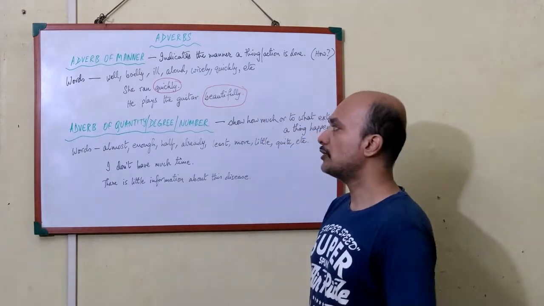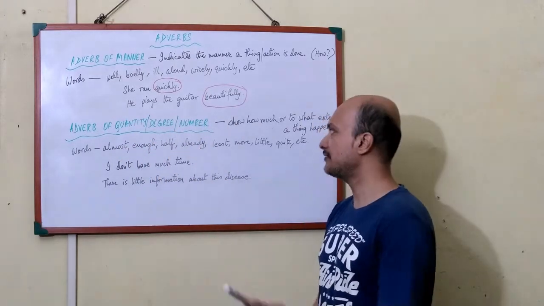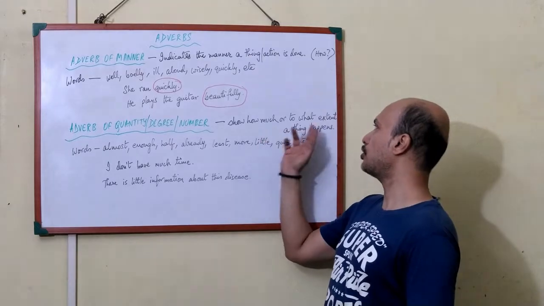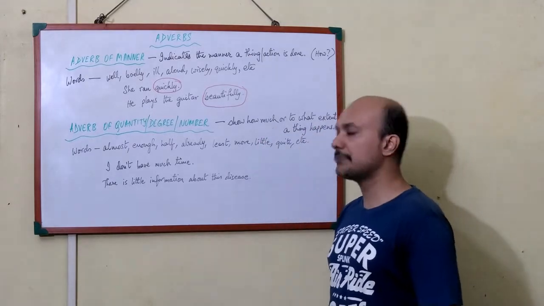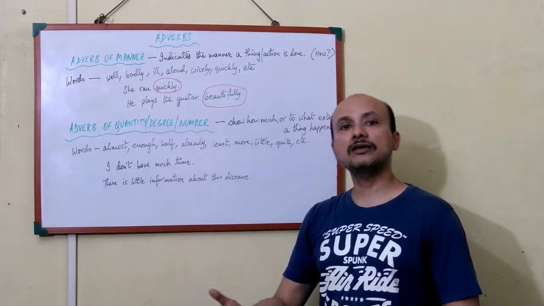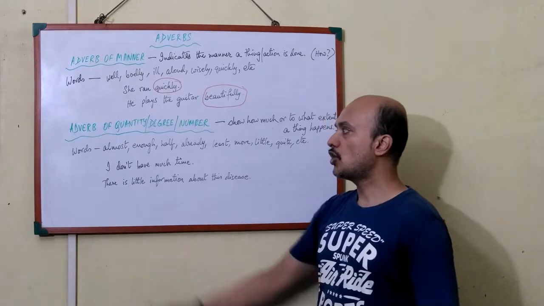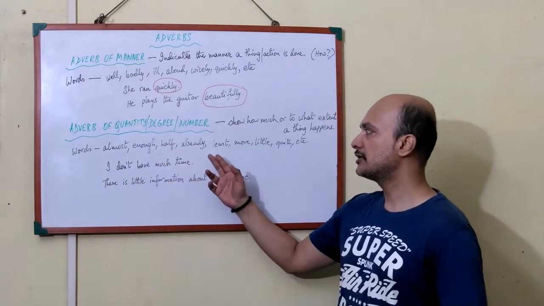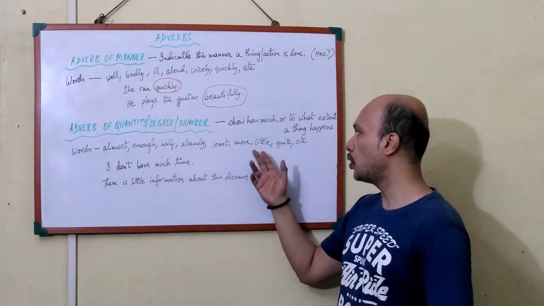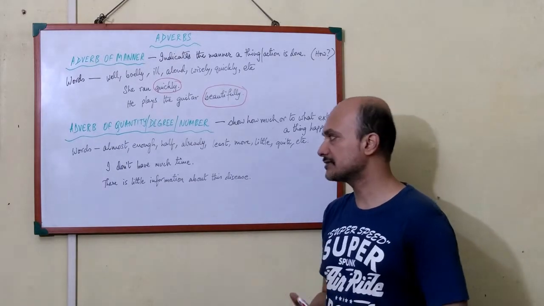Right? Now, moving on to the next one, which is the adverb of quantity, degree or number, whichever it is. It shows how much or to what extent a thing happens. How much or to what extent a thing happens. That is what it tells us. Let's see what the words are. Almost, enough, half, already, least, more, little, quite, etc. There are a lot of words such like this.